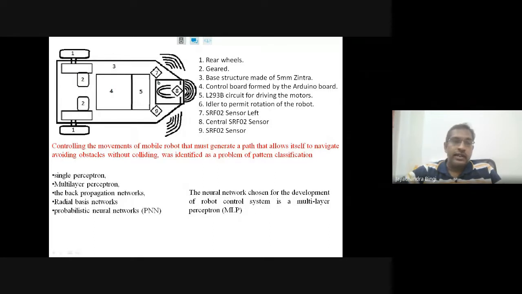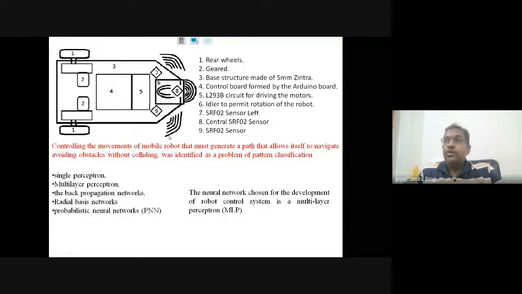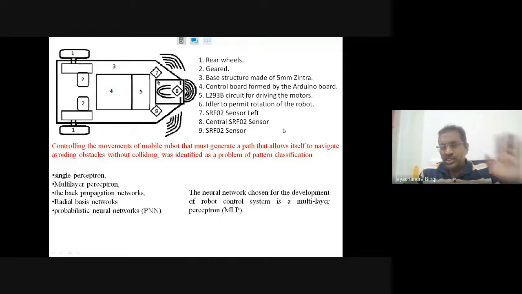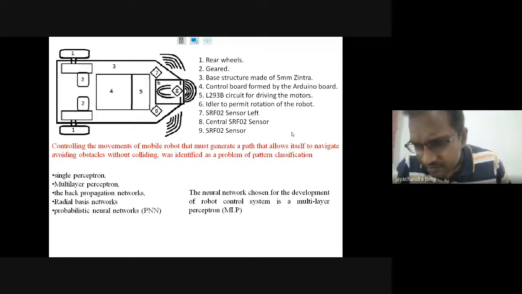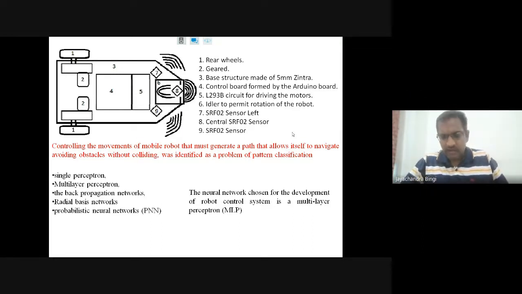Now you have different kinds of these things: single perceptron, which you can also call a neural network, multi-layer perceptrons, multi-layer neural networks, and back propagation networks. That means the data flow can be in the backward direction also. Radial basis networks, same; how the data is processed differs based on the names. Probabilistic neural networks. So these are the different neural networks we have. The example here is a very age-old example. Don't worry about that. The example is an autonomous robot, because our people are making it, some Mars rover or something.